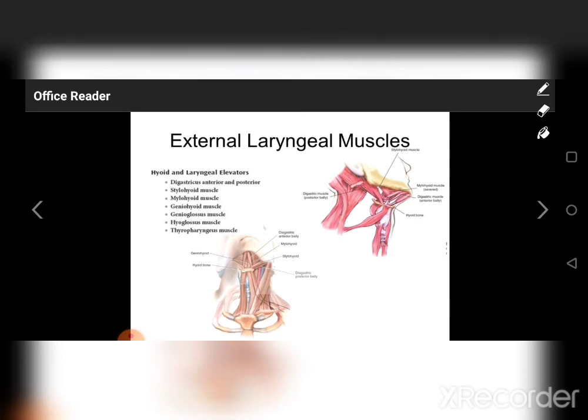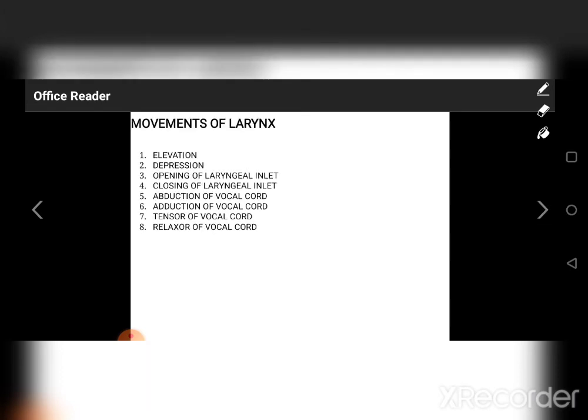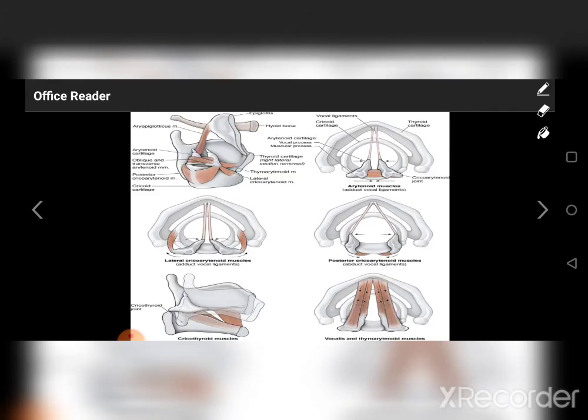These are again the elevators. Now the movements of the larynx. These are elevation, depression, as in the case of swallowing, opening of the laryngeal inlet, closing of the laryngeal inlet, abduction of the vocal cord, adduction of the vocal cord, tensor and the relaxer of the vocal cord. So in the diagram we can see all the movements of the vocal cords.